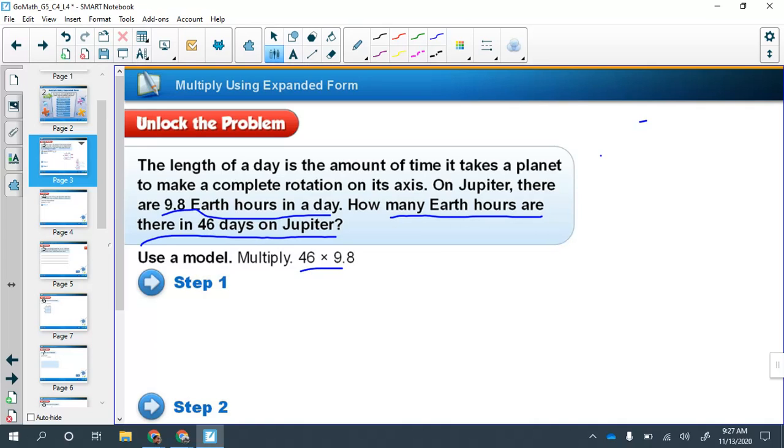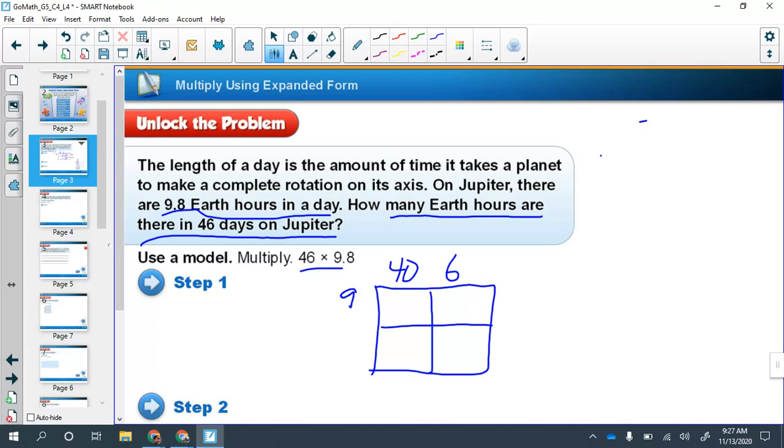What we're going to do is take this problem and break it up, and we are going to use a model that looks like this. Across the top up here, we're going to put two numbers that added together equal 46. 40 plus 6 equals 46. And then down the side here, we're going to do two numbers that equal 9 and 8/10. So now we just multiply.